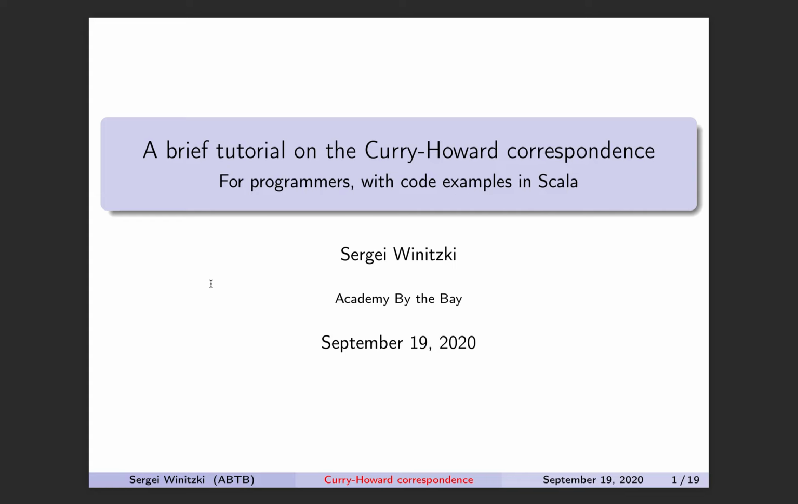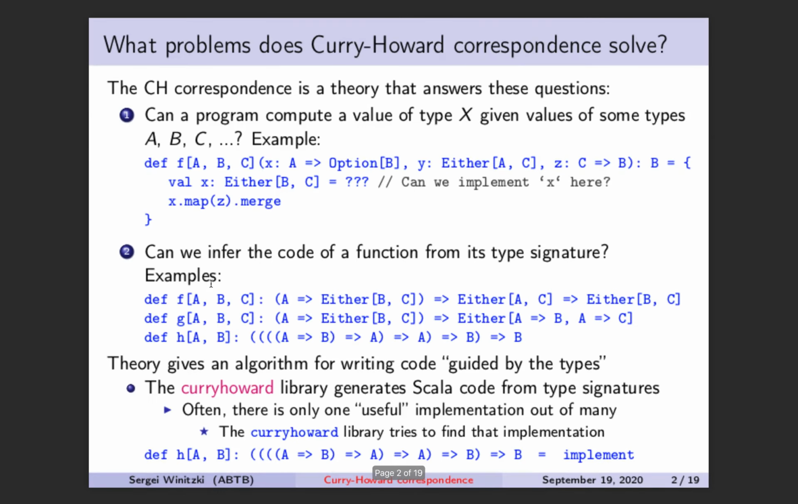This is a tutorial on the Curry-Howard correspondence from a programmer's point of view. I will show some code examples in Scala. What is the Curry-Howard correspondence from the point of view of practice? What problems does it solve?